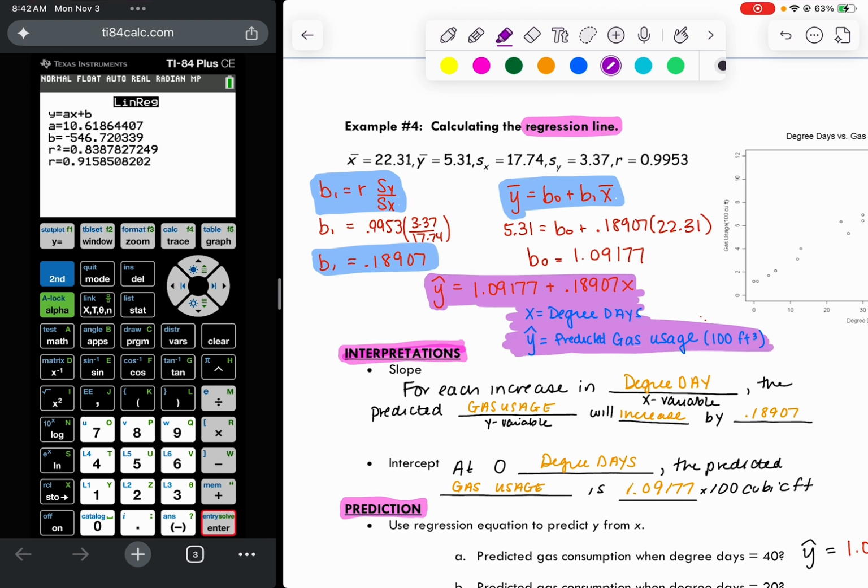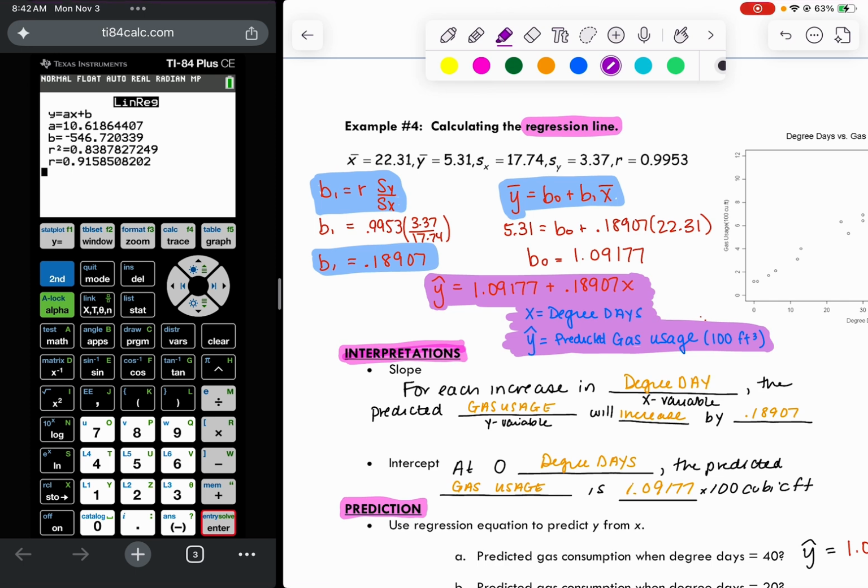Okay, now the next step is to talk about interpretations of slopes and y-intercepts. Now what we're going to talk about is going to be the same for every single question. It's kind of like formulaic when you write these interpretations, right? If I said to you, out of the context of AP statistics, what is a slope? You tell me it is how much the y increases for each increase in x, right?